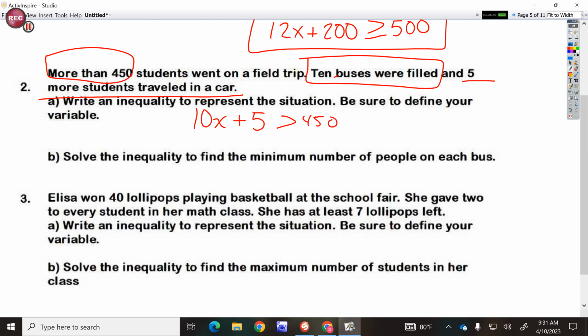All right, let's solve it though. What are the 2 steps of solving that? Minus 5 will be the first step. That leaves you with 10x is greater than 445. Divide by 10 on both sides, and you get x is greater than 44.5. Are we taking half a bus up to Grad Venture? No, right? You can't take half a bus. So you got to round up to the whole bus, which is 45.